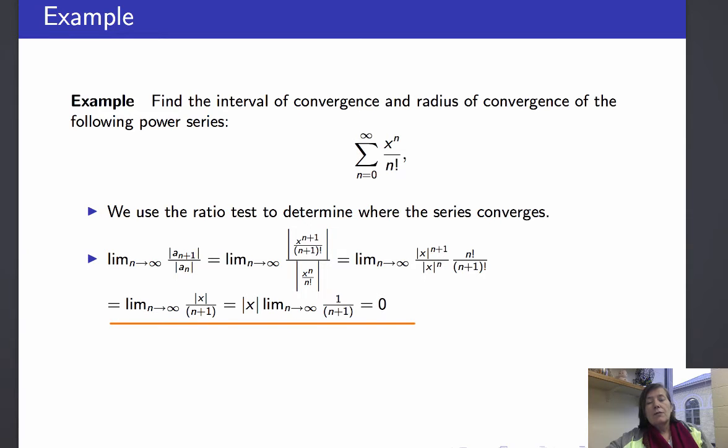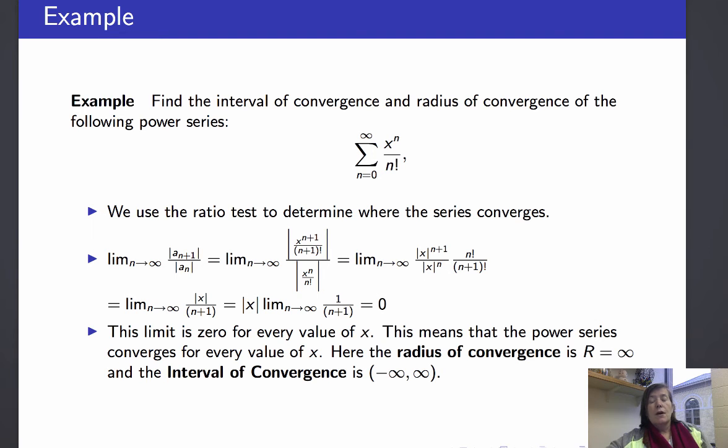Since the absolute value of x is some number that doesn't depend on n in any way, we can pull that out of the limit. So this is the absolute value of x times the limit as n goes to infinity of 1 over n plus 1. Now, no matter what x is, the limit as n goes to infinity of 1 over n plus 1 is 0. So this limit is 0, and it doesn't depend on x in any way.